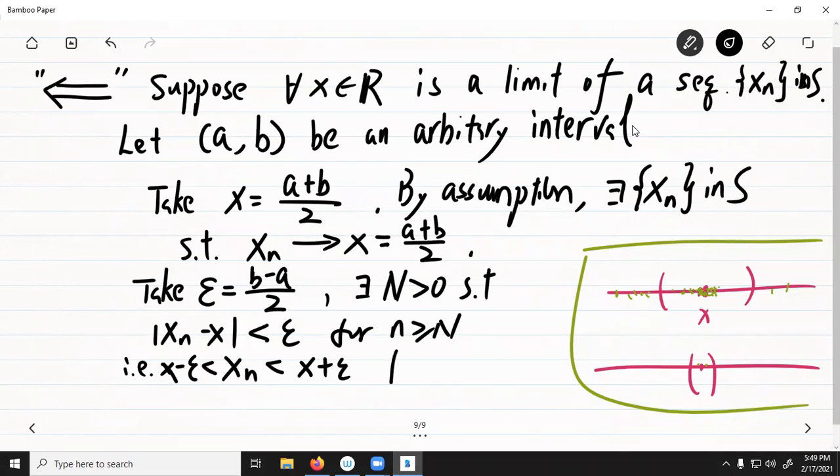Okay, this is true for n greater than or equal to capital N. So what is x? x is (a plus b) over 2. What is epsilon? Epsilon is (b minus a) over 2.